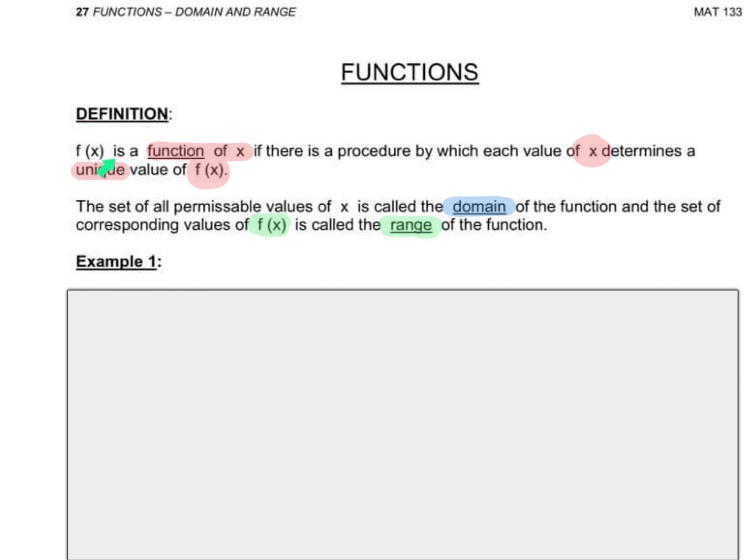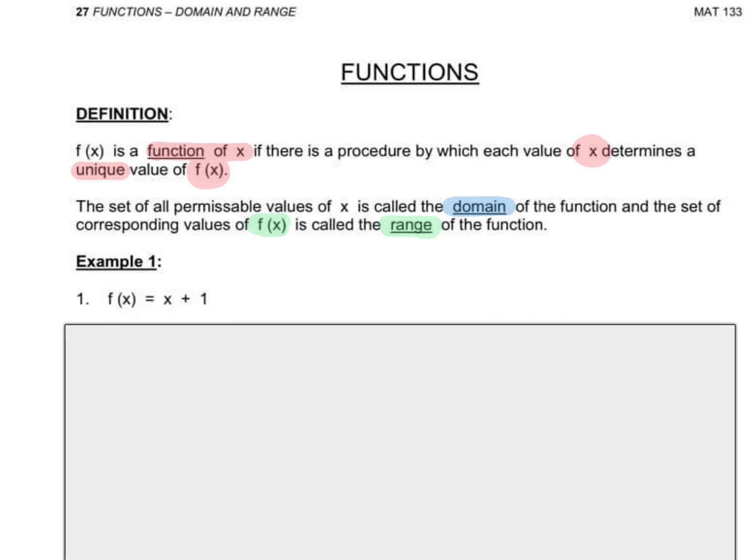So if it is a function, any value that you plug into f(x), we will plug in the value of x and then produce the value of f(x). Input of x and then the output of f(x). And it must be one unique value. Okay, so let's see example 1.